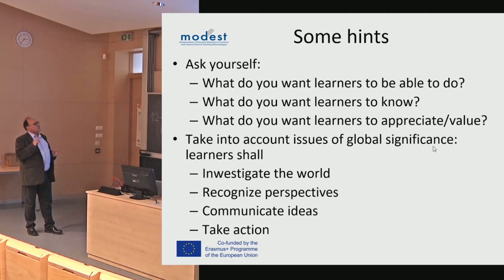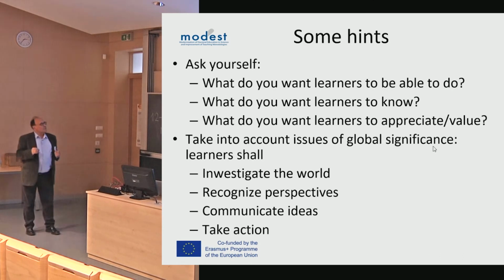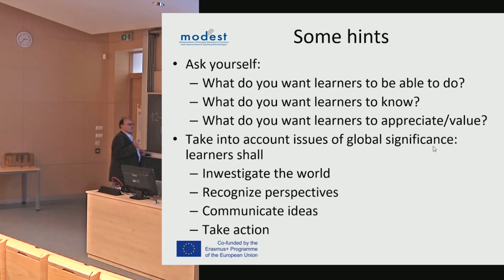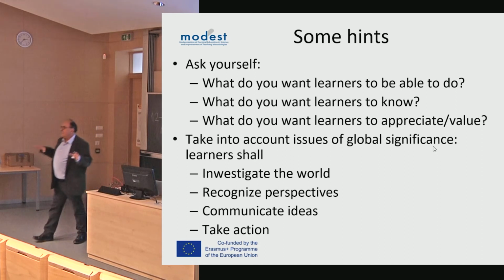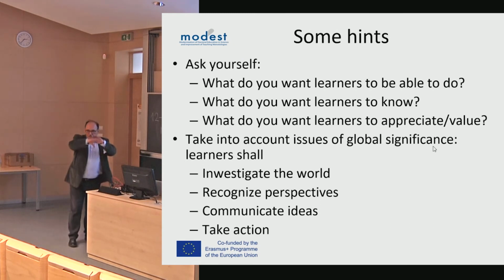And what do you want learners to appreciate, value? It is very tricky, this problem of attitude, of social competences, and so on. But it is also important that when we formulate learning outcomes, we take into account these problems related, for example, to ethics. And also, what is very important for the international context. Learners shall know how to investigate the world. That means not limiting themselves only to narrow subjects, but seeing them in a wider context.